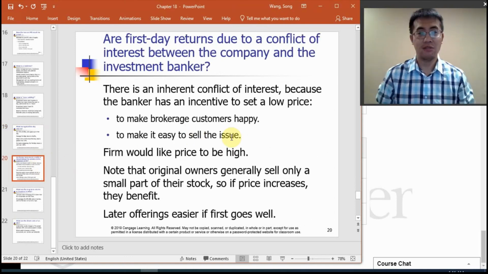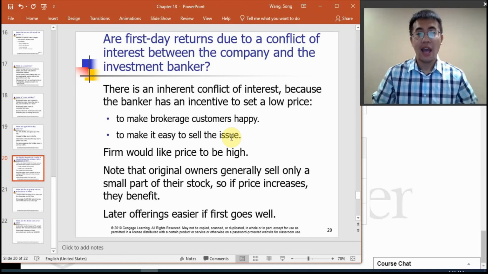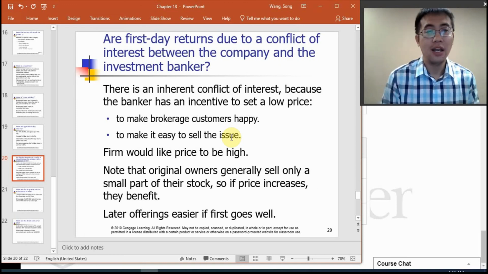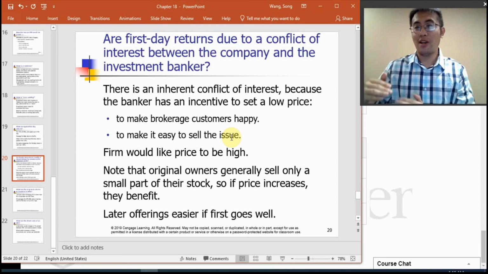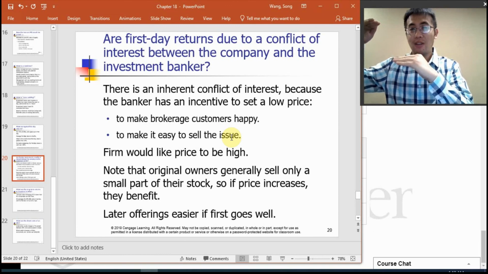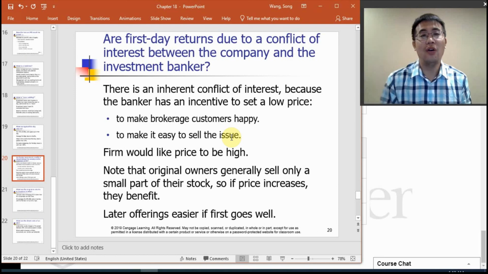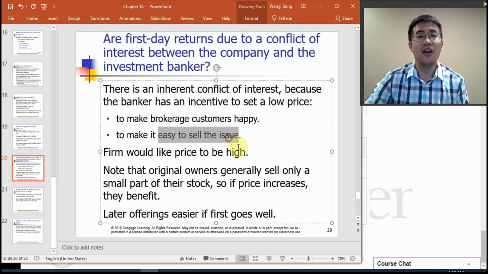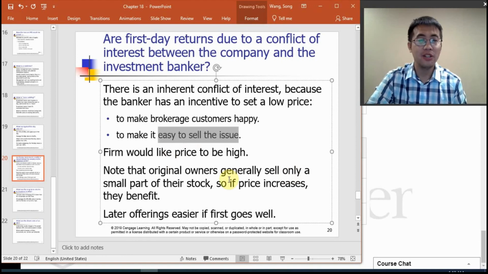When the first day return is high, that makes the brokerage customers who are connected to the investment bankers happy. All right. And also, when the first day return is so high, think about this. If the price should be this high, but the offering price is only right here, then that means the offering price is too low. And when the offering price is too low, it makes it easier to sell the shares, to sell the issue. And definitely the company would like the price to be as high as possible.